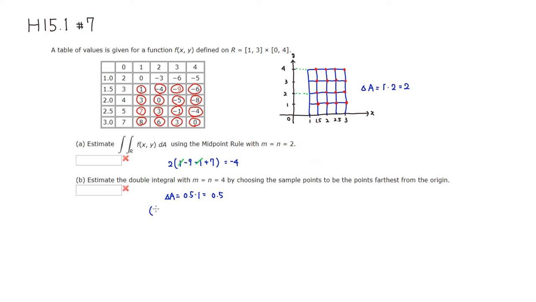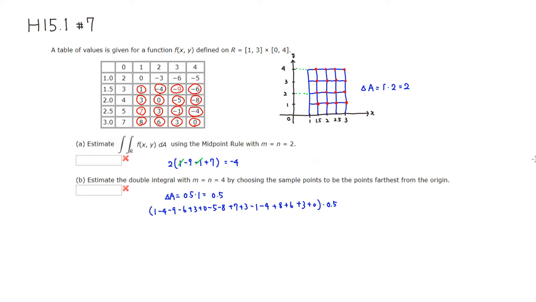So it's going to be 1 minus 4, I'm just doing the first row, minus 9 minus 6, plus 3, plus 0, minus 5 minus 8, plus 7 plus 3 minus 1 minus 4 plus 8 plus 6 plus 3 plus 0. And then we multiply by 0.5, or divide by 2. So let's compute this value.